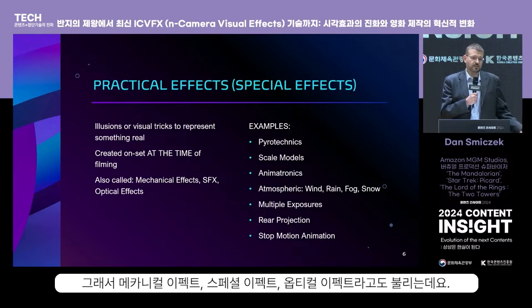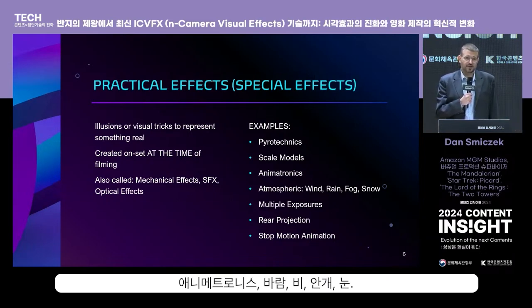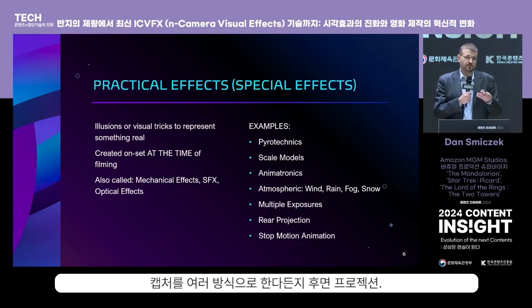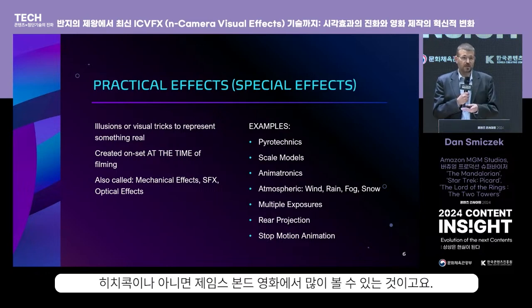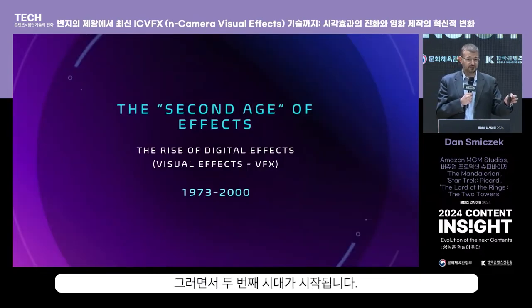What type of things are that? Well, pyrotechnics, blowing things up, scale models, miniatures, animatronics, atmospheric, wind, rain, fog, snow. Again, all real things that the actors are experiencing. Multiple exposures, so back in the days of film, just exposing the film multiple times to try and capture different things at different times. Rear screen projection, used a lot in driving scenes way back when, Alfred Hitchcock or even James Bond films, and also stop motion animation, which takes us to the second age of effects.